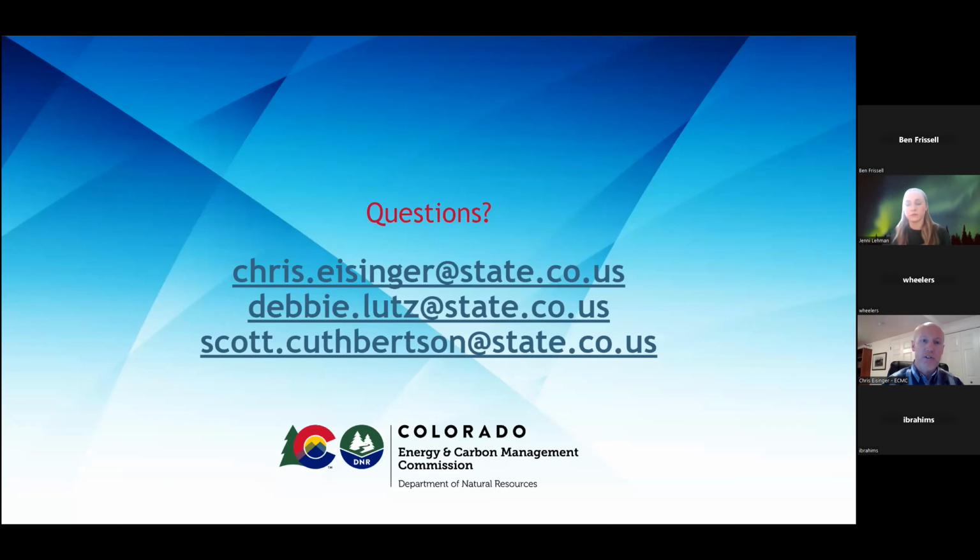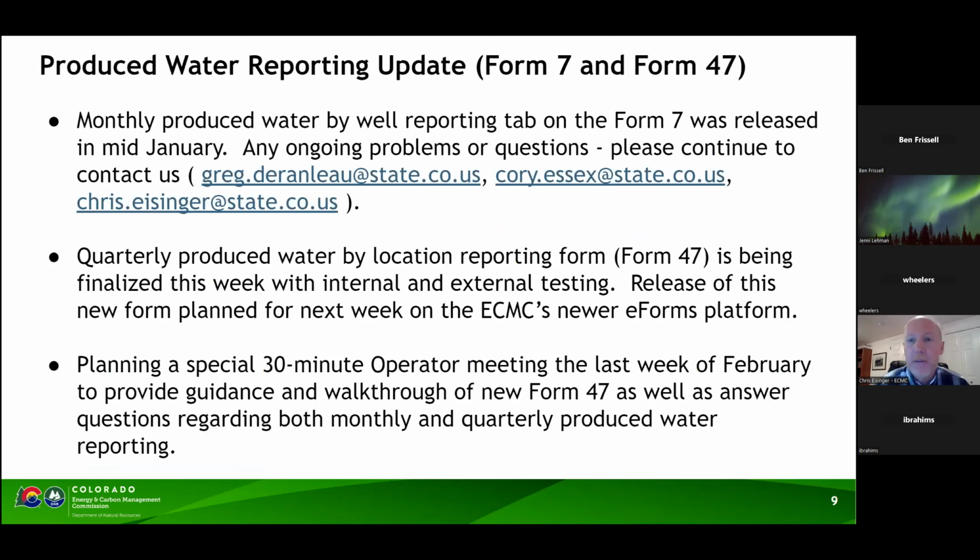This is with regards to our produced water reporting. On the Form 7 and a new form that we're just about to release, the Form 47, the monthly produced water reporting is a new tab that was added on the Form 7 in mid-January. We think we've worked out most of the issues that operators have brought up. If you should have any ongoing problems or questions about that Form 7 produced water reporting tab, please contact us, as many of you have. And I apologize if I've been slow to get back to you, but you can reach out to Greg, Duranlo, Corey, Essex, or myself.